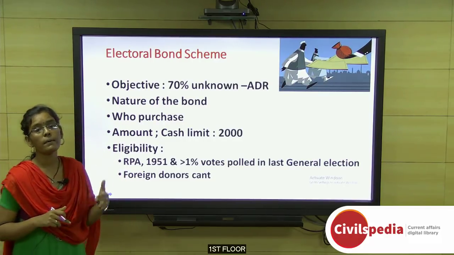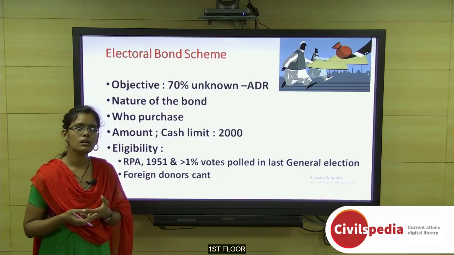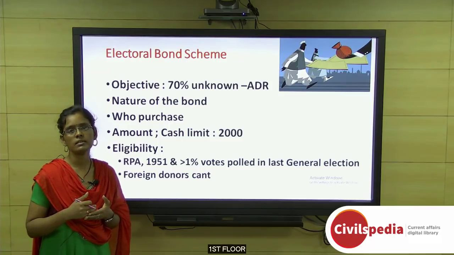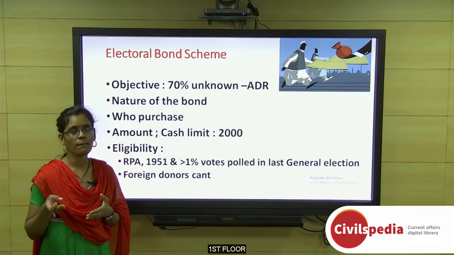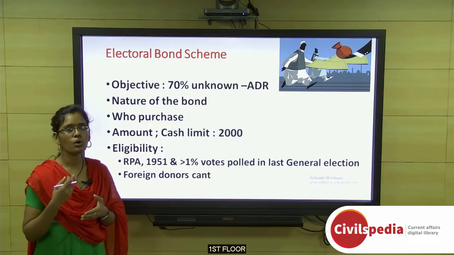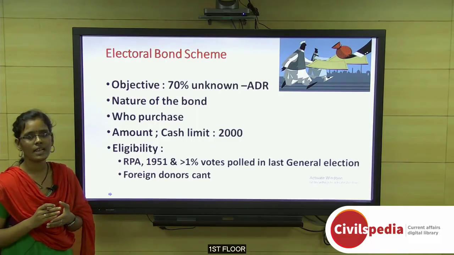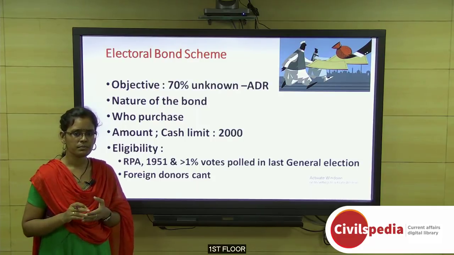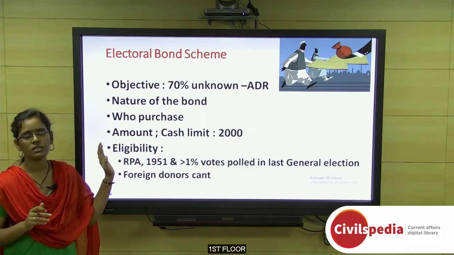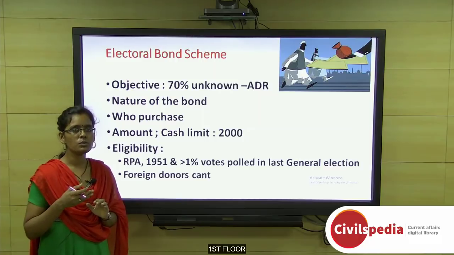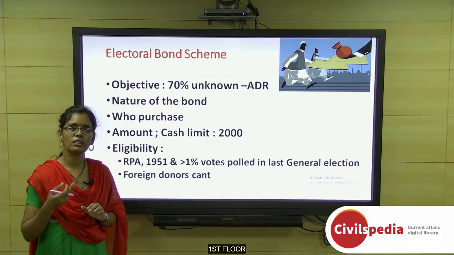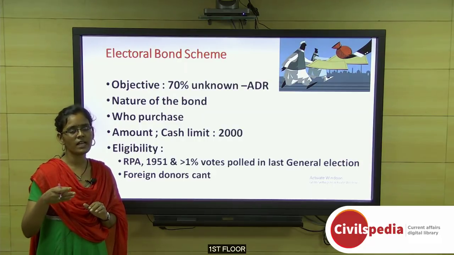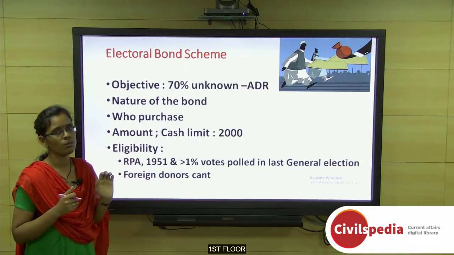And another thing is who can purchase this electoral bond: any citizen of India or any other body that has been incorporated within Indian territory. That is, a company as well as an Indian citizen alone can purchase electoral bonds. No foreigners can purchase them. And the amounts will be in multiples of 1,000, 10,000, 1 lakh, 10 lakh and 1 crore. So in multiples of that only we can have this electoral bond.